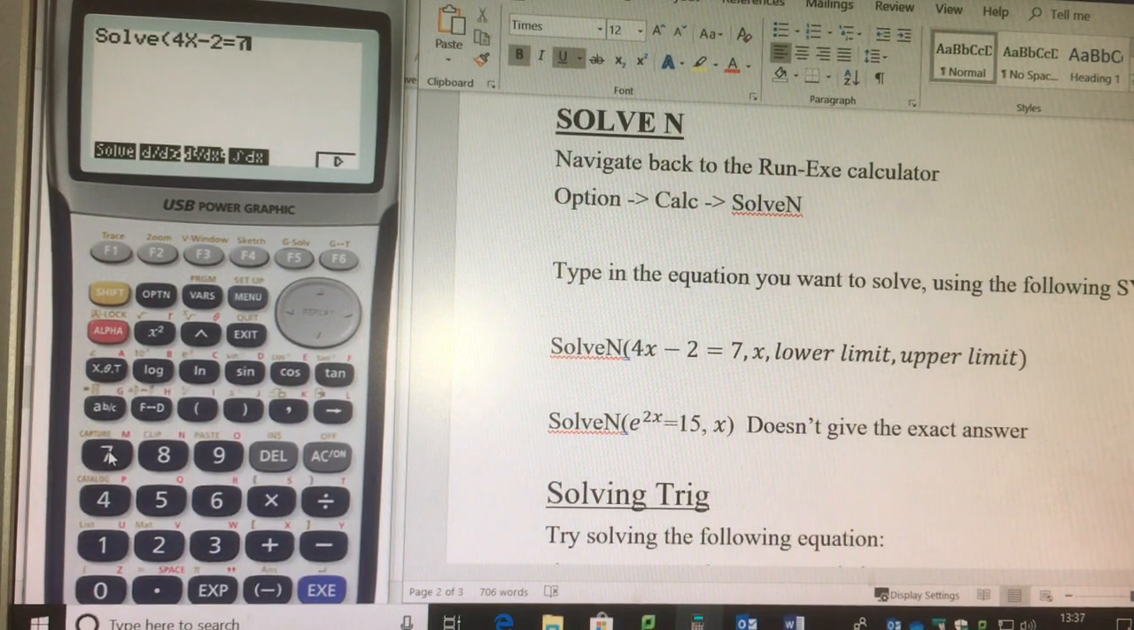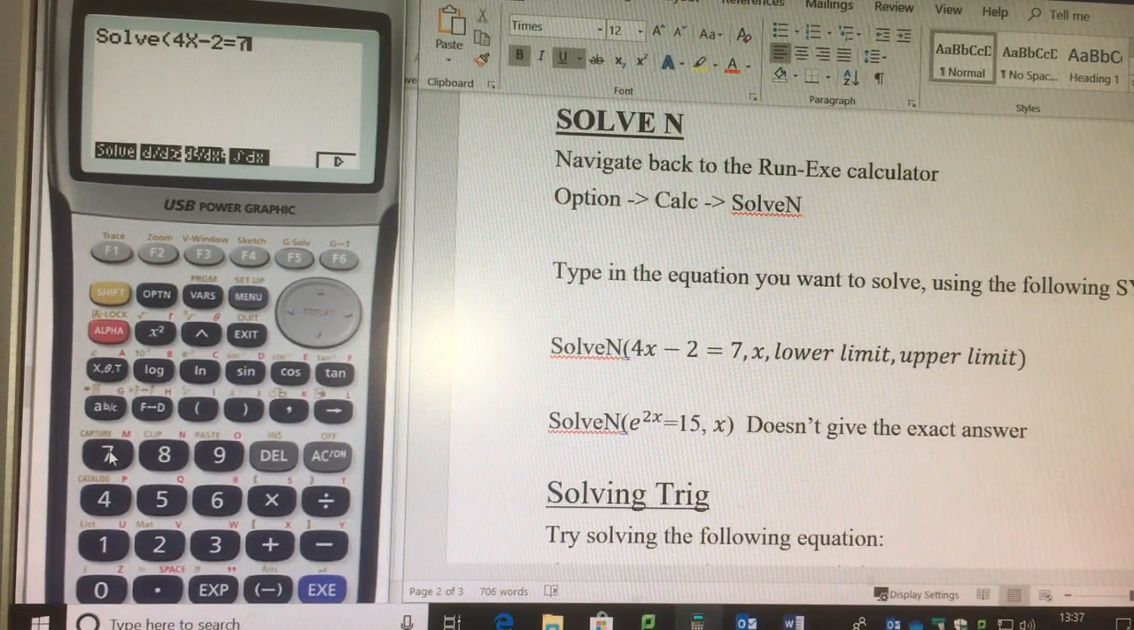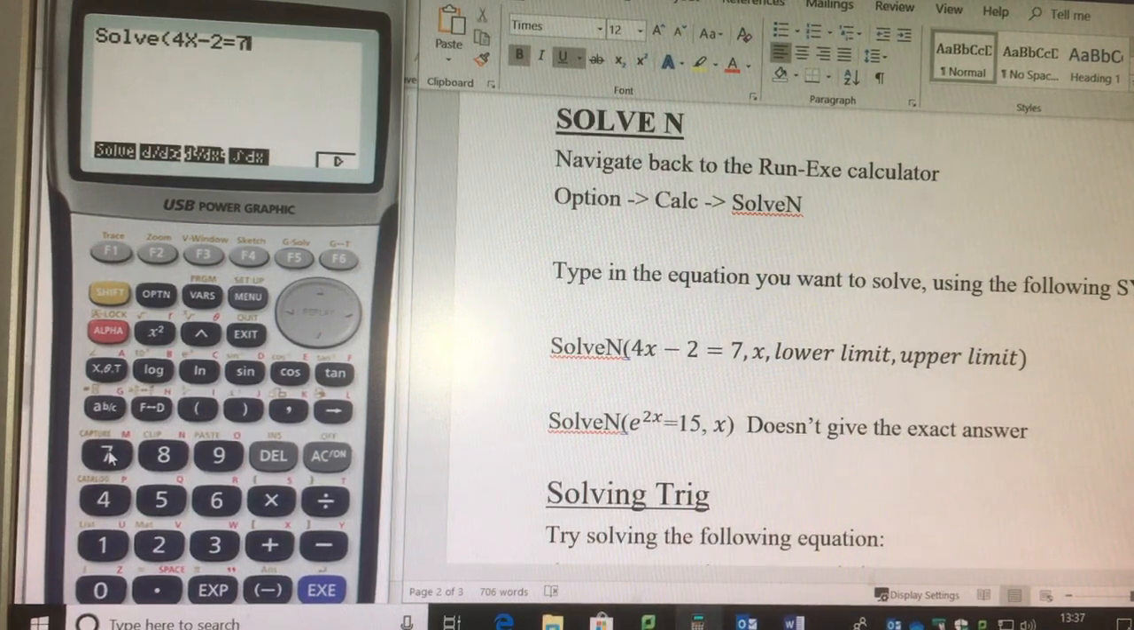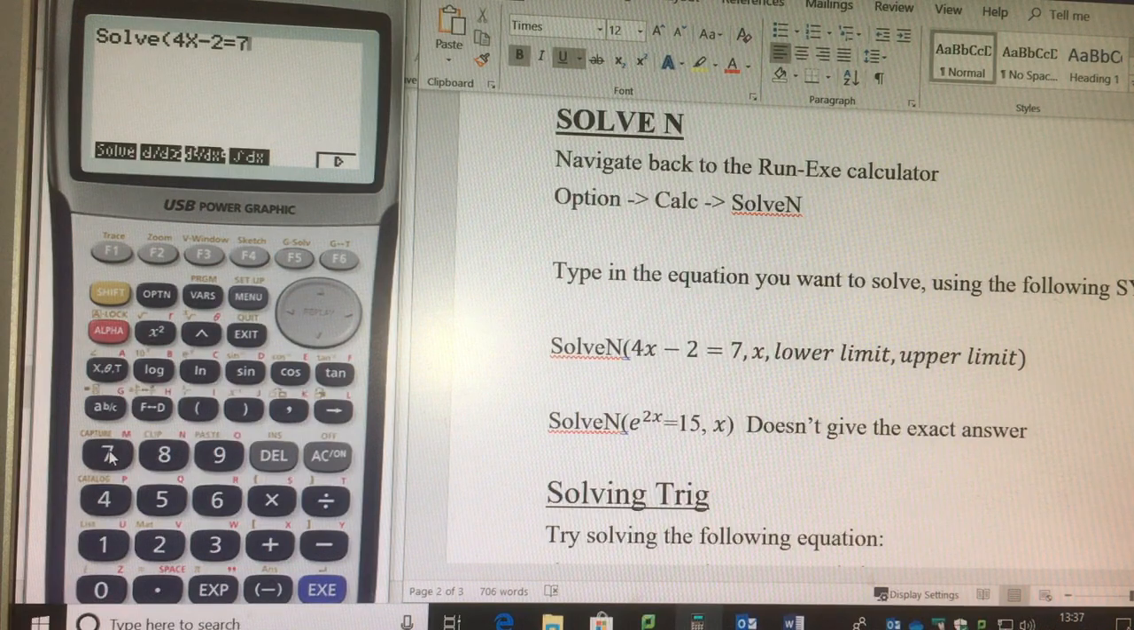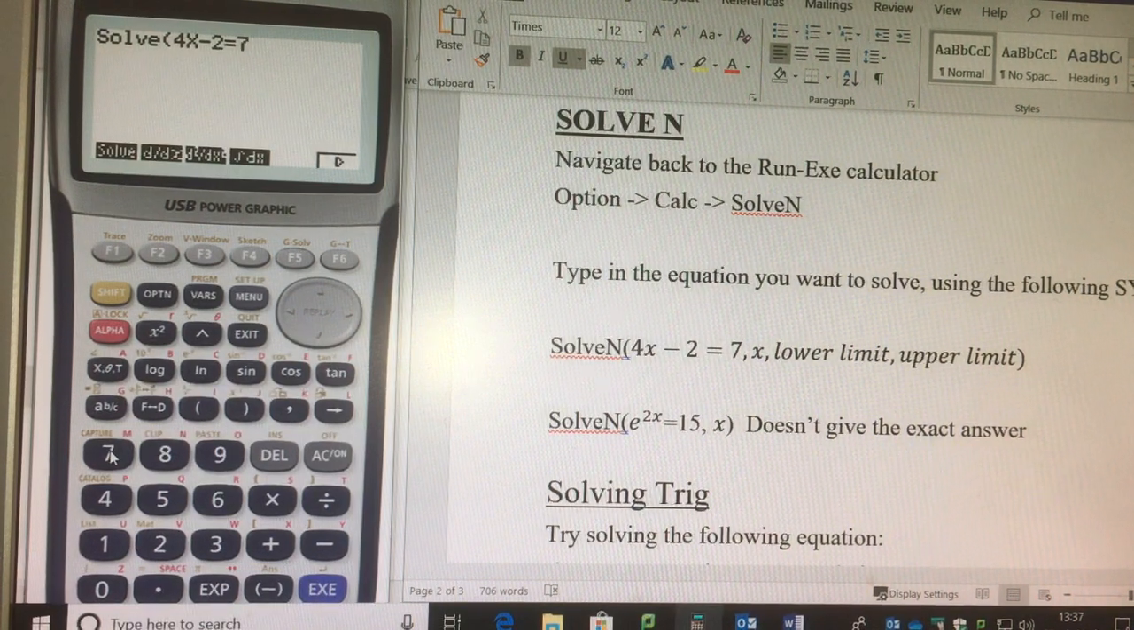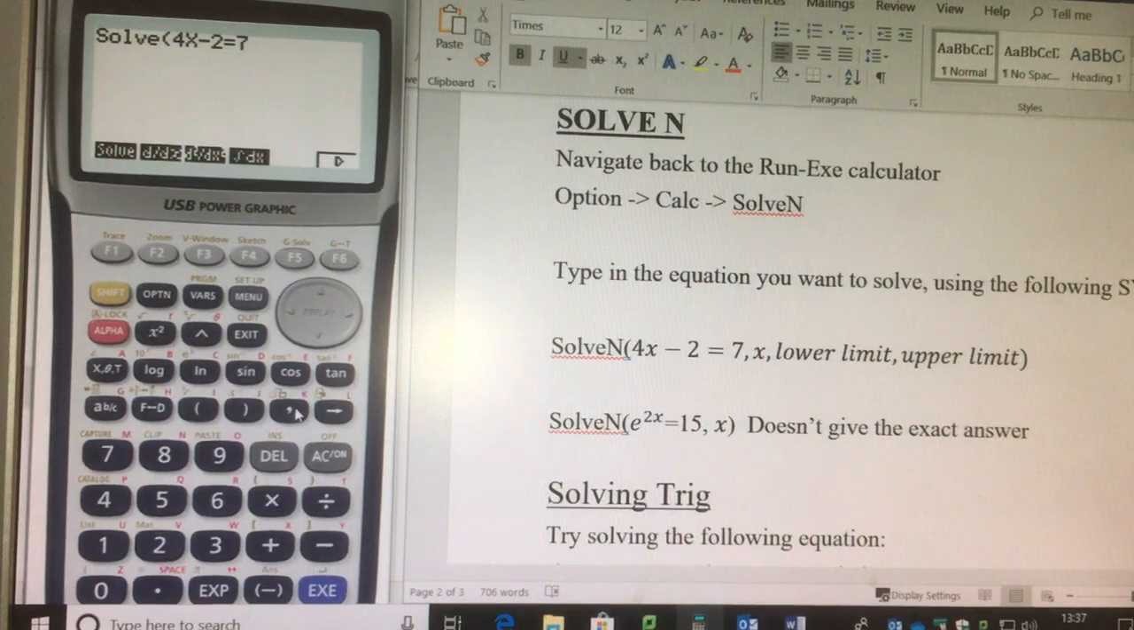Shift and full stop is the equals button. Okay, so it's a nice easy equation. You can probably solve it in your heads quite quickly and get 9/4. We need to tell the calculator what letter to solve for, so we're going to do a comma next. Comma is that button there next to the save button. Tell it x is the thing we want to solve it for.